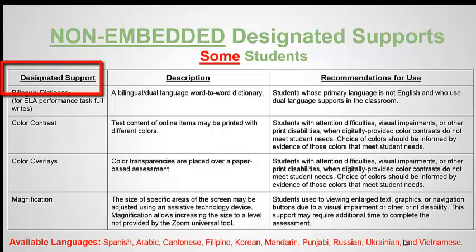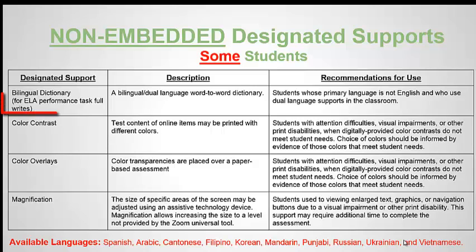A bilingual dual language word-to-word dictionary is a language support. A bilingual dictionary can be provided for the full write portion of an ELA performance task. For students whose primary language is not English and who use dual language supports in the classroom, use of a bilingual dual language word-to-word dictionary may be appropriate. Students participate in the assessment regardless of the language. The use of this support may result in the student needing additional time to complete the assessment.